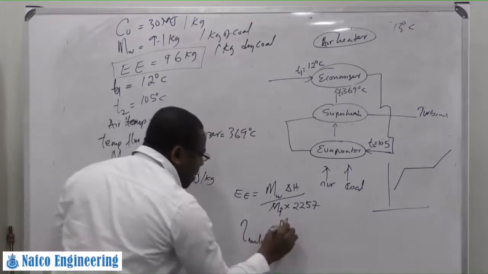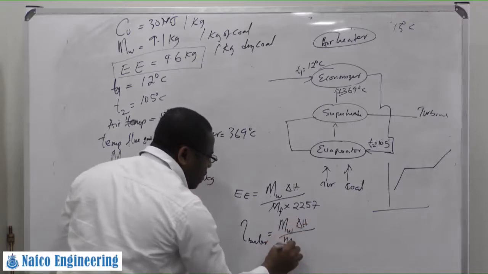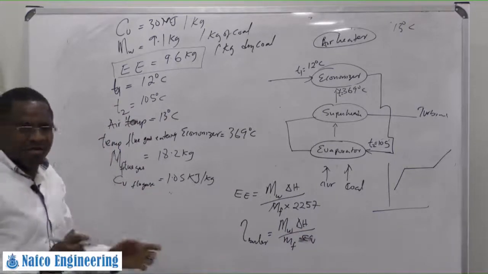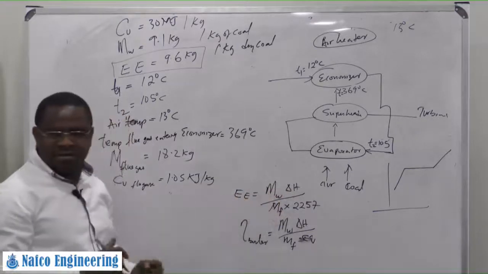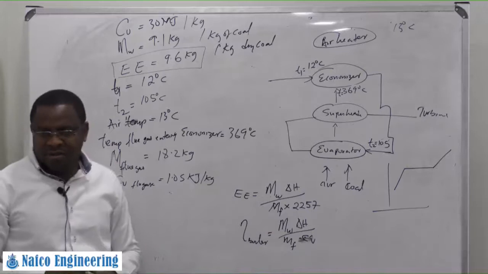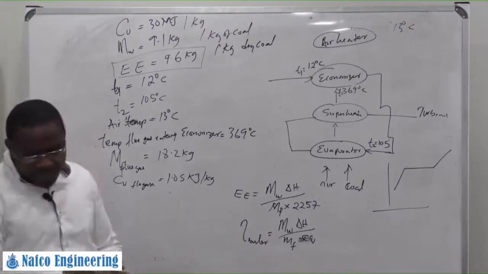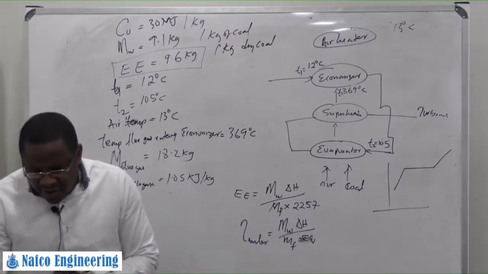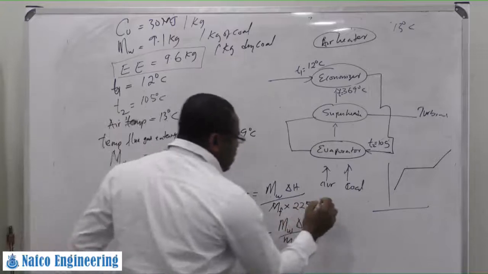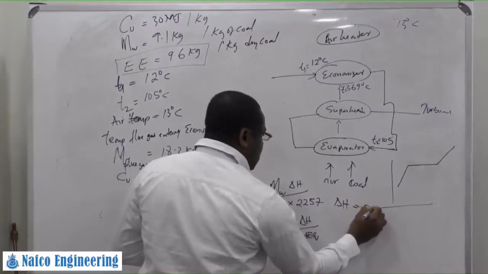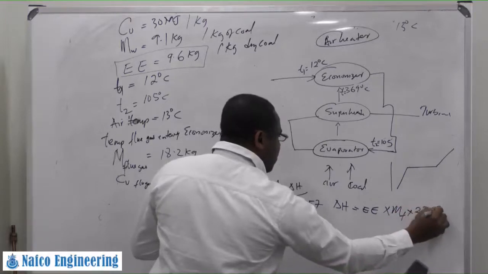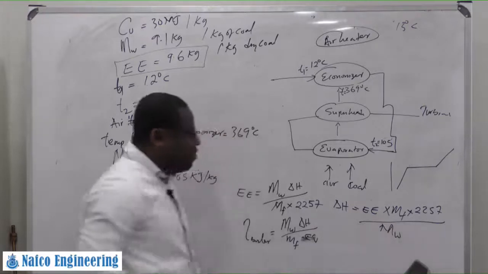Okay, as M delta H over MF CV. Agreed? So we are going to use this to calculate delta H. Once I get my delta H, then I'll put it here and get the efficiency. So from this equation, delta H will be EE by MF by 2257 divided by M of the water feed.